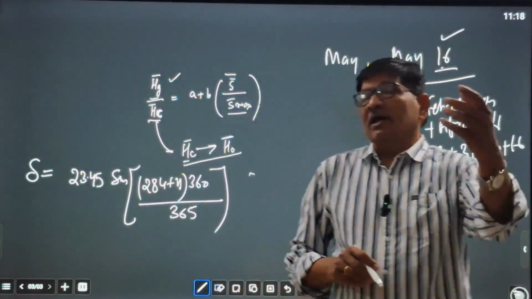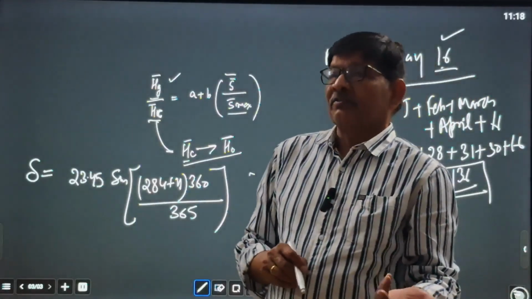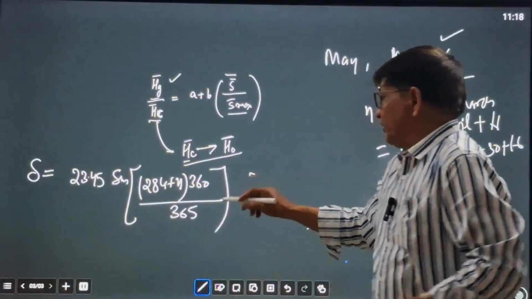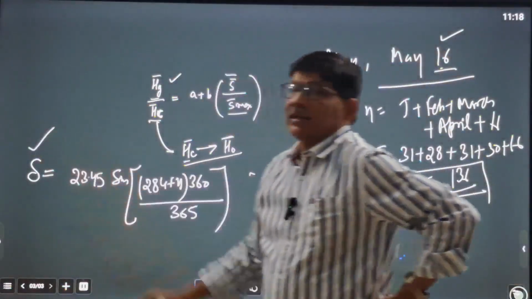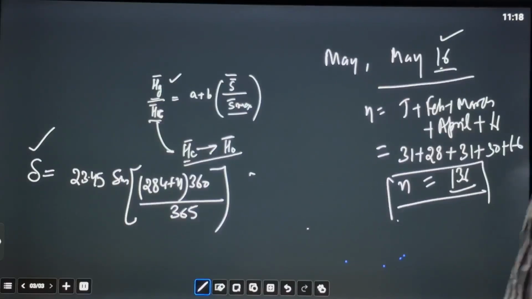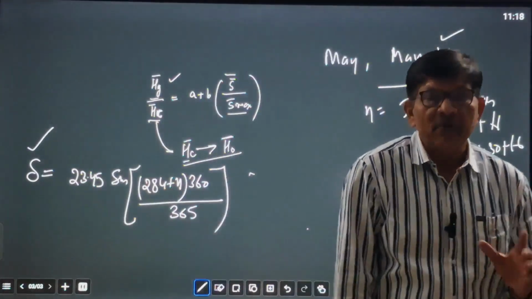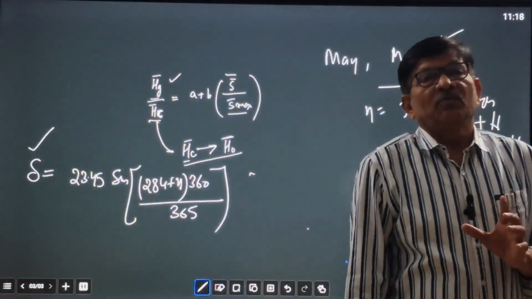For example, on January 1, n equal to 1. On December 31, n equal to 365. So n is always varying, so delta is also varying. Angle of declination is always varying, and phi, the angle of latitude, depends upon the geographical location of the point of consideration.